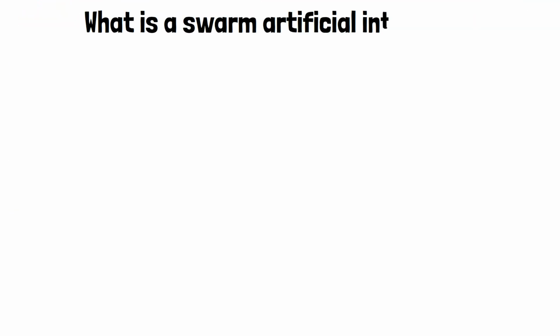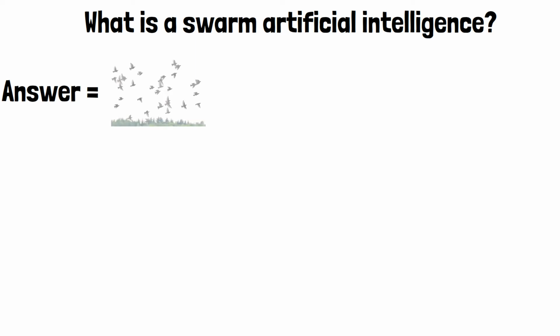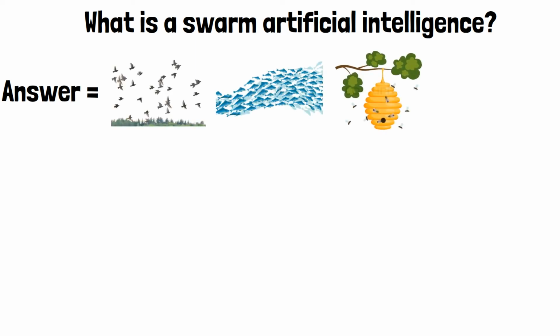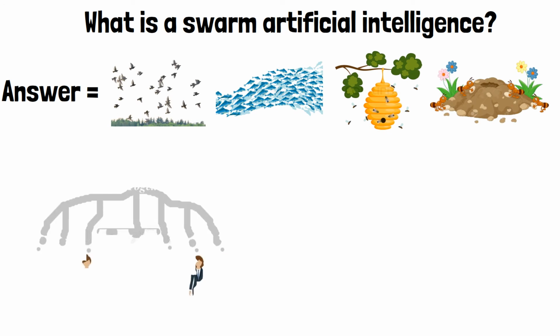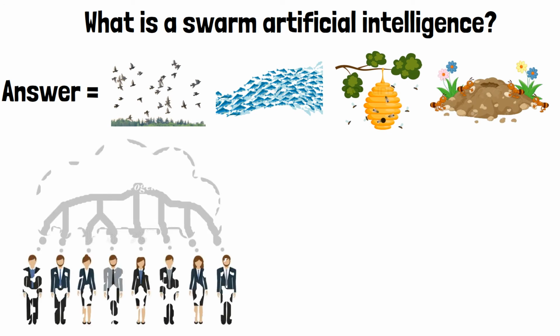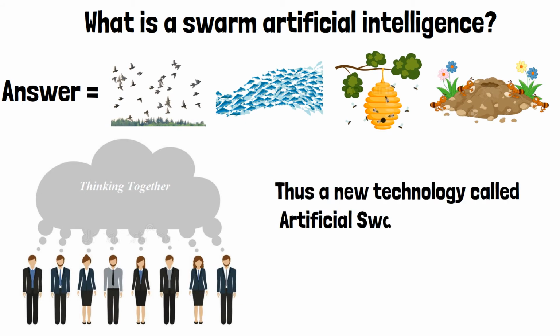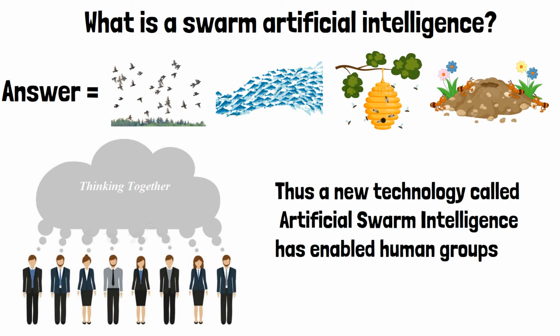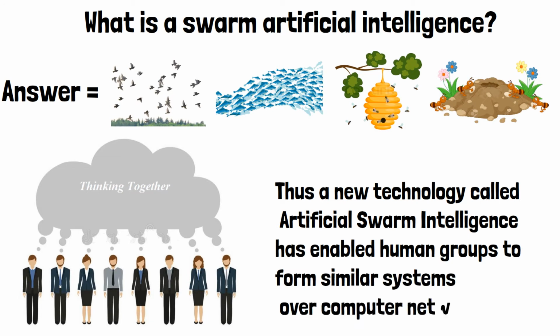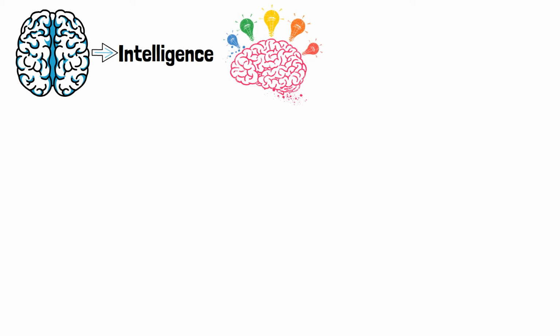What is swarm artificial intelligence? The answer goes back to the concept of birds, fish, bees, and ants. Artificial swarm intelligence is a method of thinking together which produces smarter results than working alone. A new technology called artificial swarm intelligence has enabled human groups to form similar systems over computer networks. Just imagine, the brain is a system of neurons deeply connected to intelligence. The swarm is a system of brains connected to super intelligence.